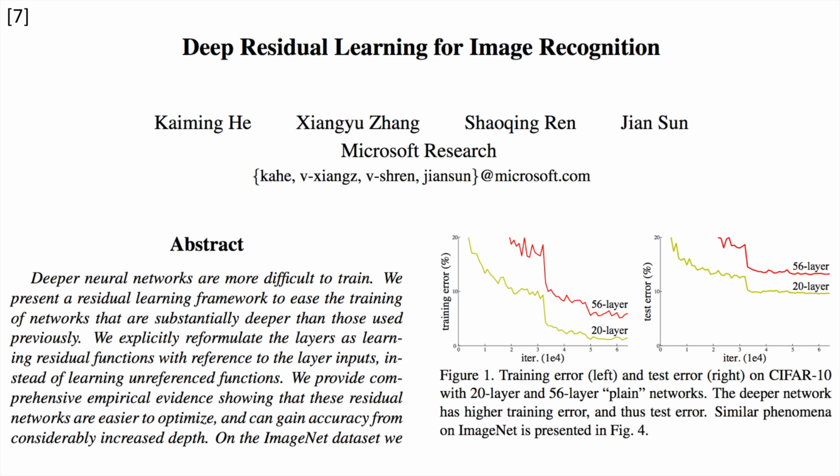Now, let's take a look at a contrasting view on neural network design as expressed in this paper, which is one of the most important and influential machine learning papers of this decade. In this figure, the authors train a plain 20-layer and a plain 56-layer convolutional network on the popular CIFAR-10 dataset. They observe that not only does the test error get worse as the network is made deeper, which may indicate overfitting, but training error also gets worse.